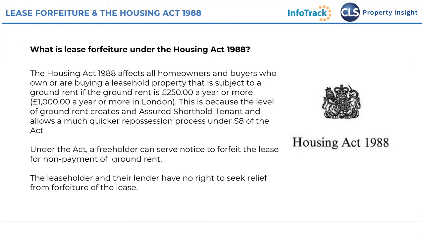So, what is lease forfeiture under the Housing Act 1988? Well, that said, if the ground rent in a lease is more than £250 per annum outside of London, or £1,000 per annum within London, in properties being occupied by a tenant as their only or principal home, current legislation means that any leases with a ground rent above these limits could result in them being classed as an assured tenancy under the Housing Act 1988.